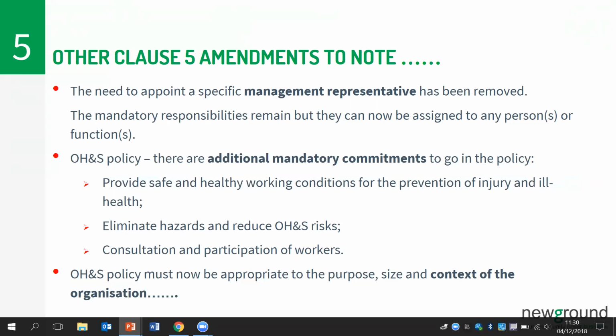For your safety policy, there are now also some new additional mandatory commitments which must appear in your policy statement if they don't already. And your policy should be appropriate to the purpose, size and context now of your organisation, which brings me on to the next significant change.